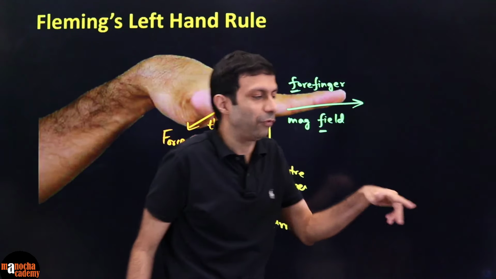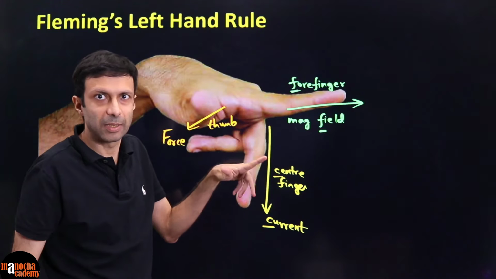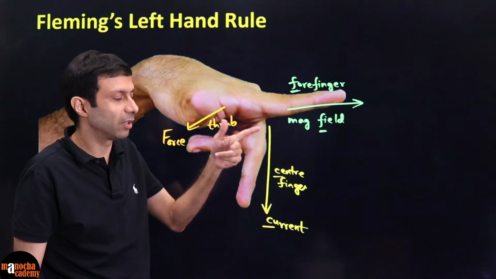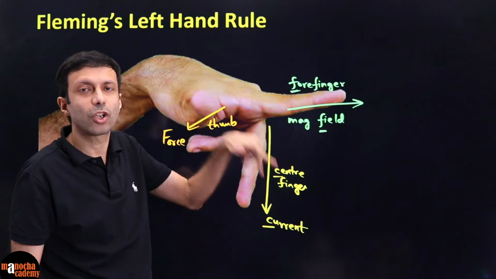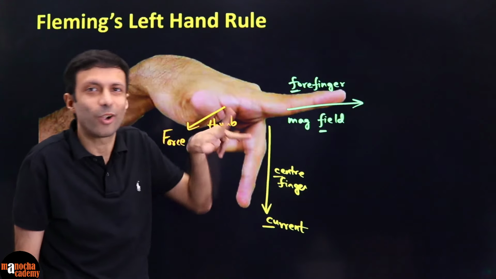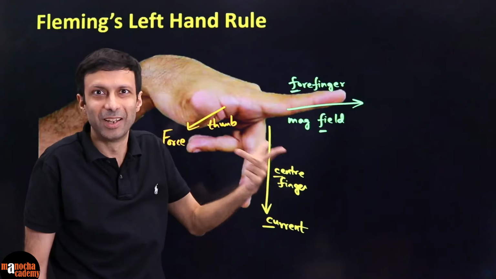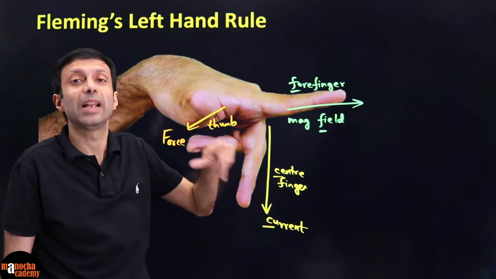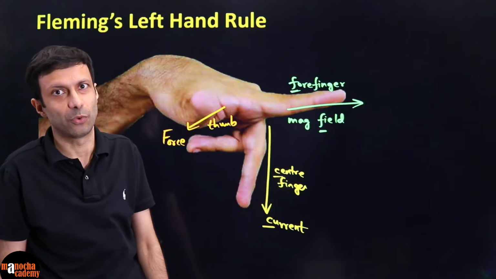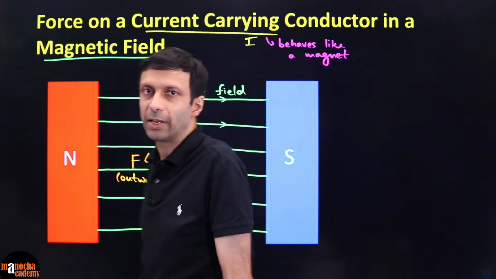That's it. So if you align your left hand in such a way that your forefinger represents the magnetic field, that is from north to south direction, and the center finger is wherever the current flows, automatically the thumb will point you. So you'll have to turn your hand in accordance with the diagram. You might have to do some twisting and yoga here with the fingers of your hand, but you will automatically get the direction of the force. So let's apply it and see if this force should really be outwards. Let's check if it's correct.